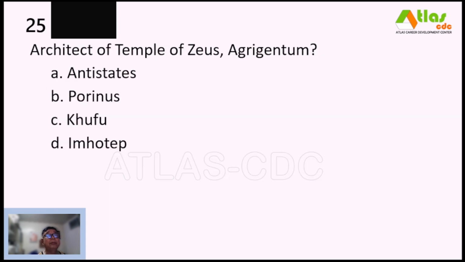Number 25. Architect of Temple of Zeus Agrigentum. A. Antestatis. B. Porinos. C. Khufu. And D. Imhotep.